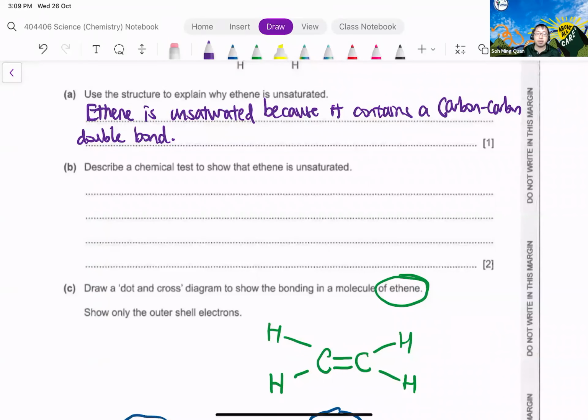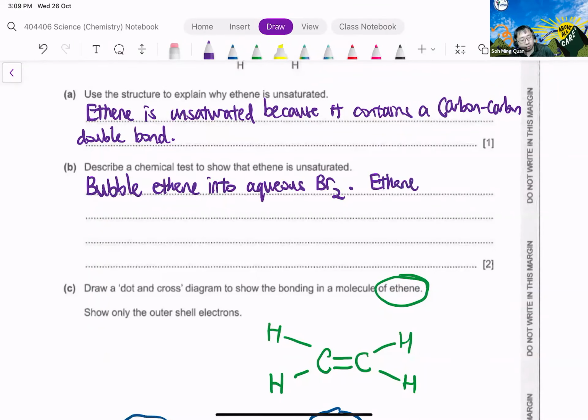Okay, next, describe a chemical test that can be used to show that ethene is unsaturated. Please don't add aqueous bromine. Ethene is a gas. You need to bubble ethene into aqueous bromine. All right. Why do we bubble ethene in? Because it's a gas.